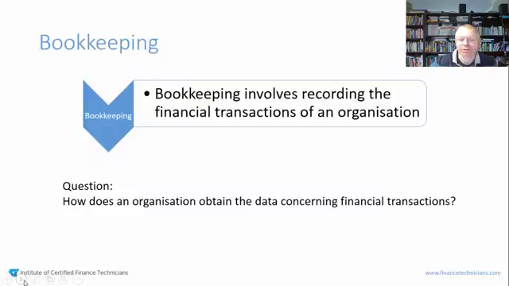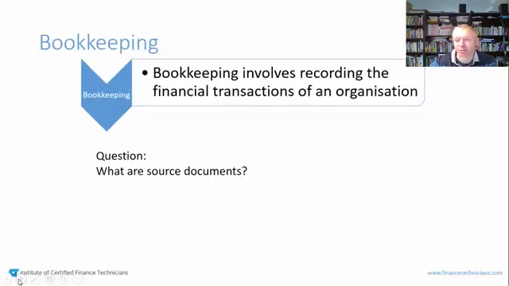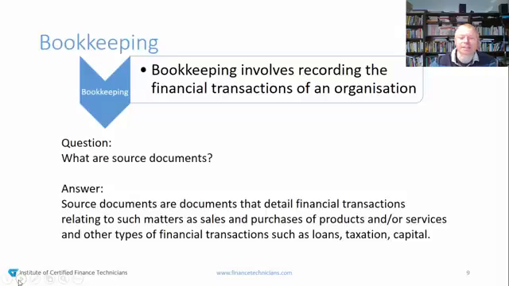So here's the question. How does an organization obtain the data concerning financial transactions? You want to do your bookkeeping, so where are you going to get this information from? Because bookkeeping involves recording the financial transactions of an organization. Well, the answer is the financial transactions of an organization are contained within source documents. Sometimes one question leads to another, so now we want to be very clear on what a source document is. So what are source documents? Source documents are documents that detail financial transactions relating to matters such as sales, purchases of products and or services, and other types of financial transactions such as loans, taxation, and capital.